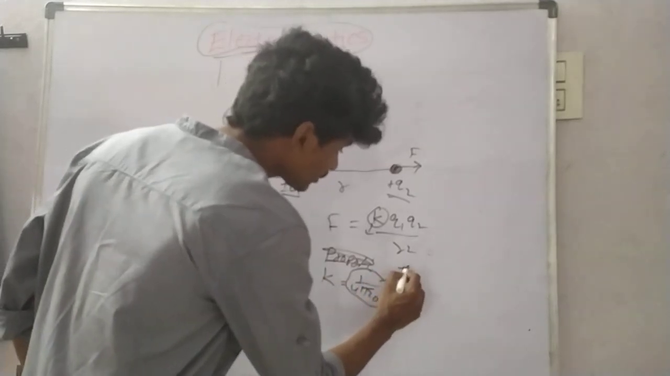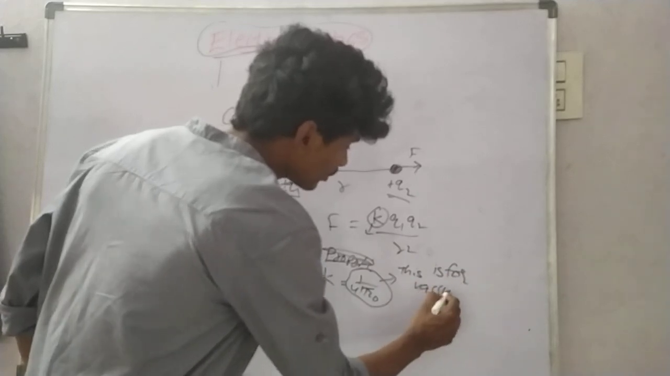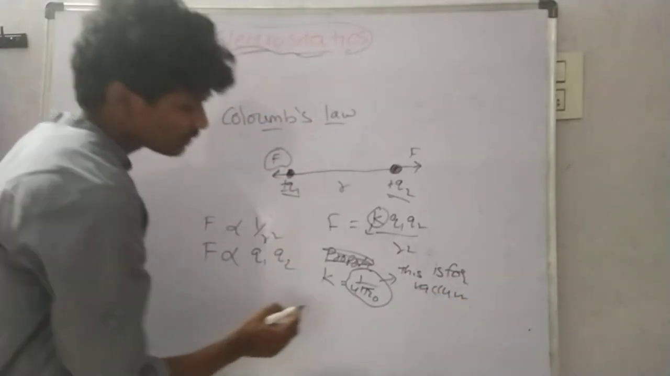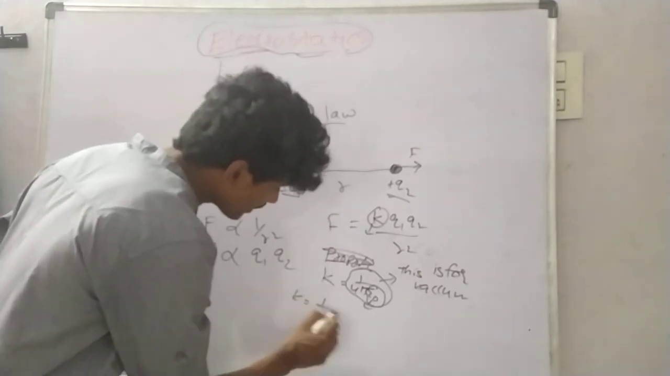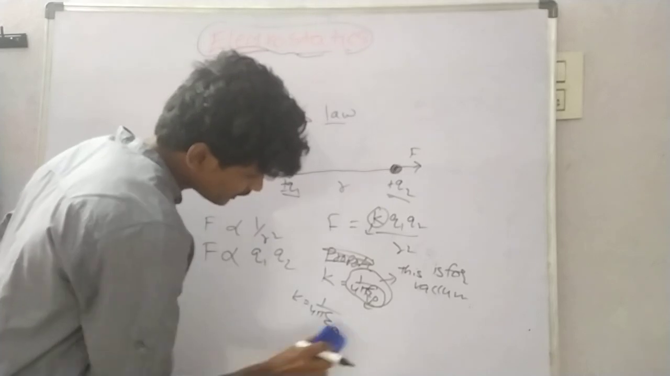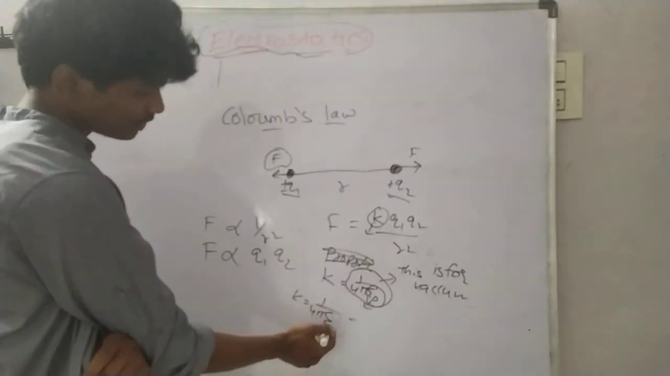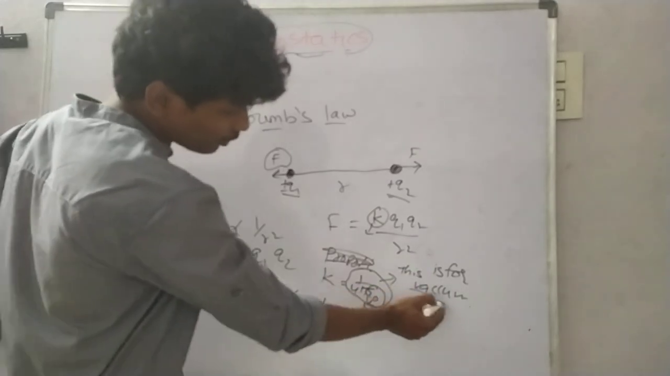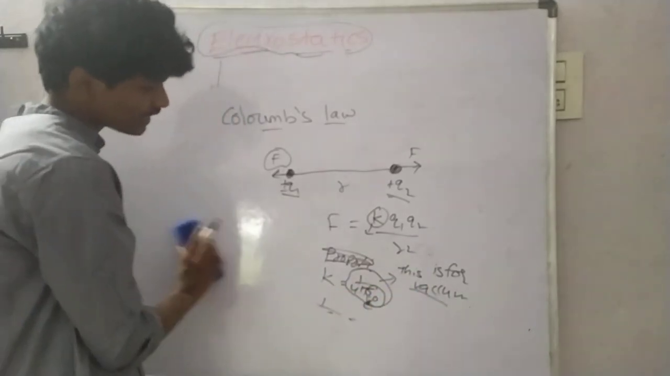This is for vacuum, not for all objects. For each and every medium it will be some different value. This epsilon naught is for vacuum. If I write K equals 1 by 4 pi into epsilon without writing the naught here, then it is for some other space. It may be water or any other space. So it depends upon the space. In general we consider vacuum, so that's why we are writing it as epsilon naught. So this is the force of attraction.